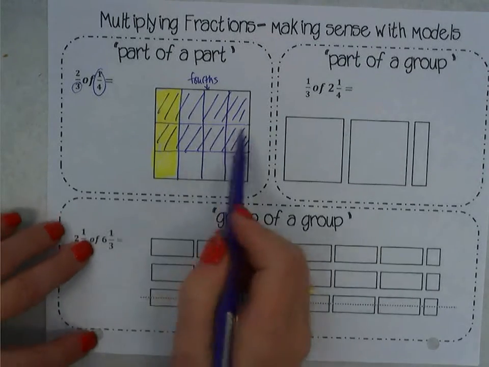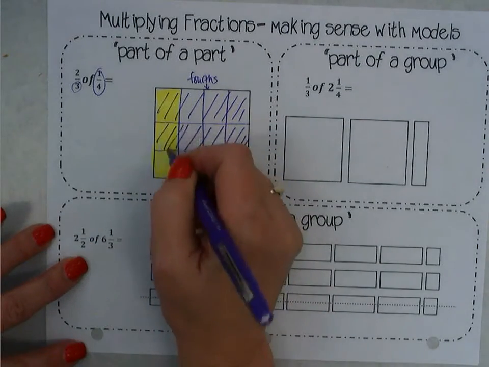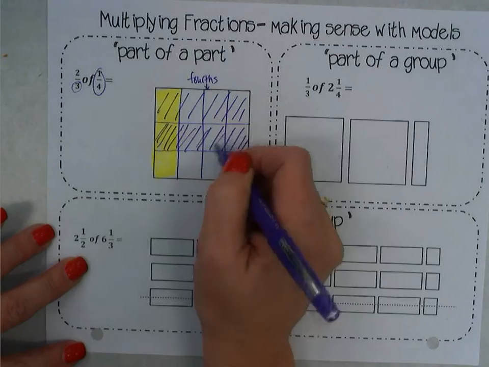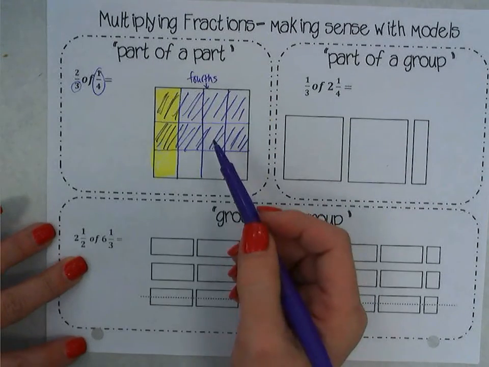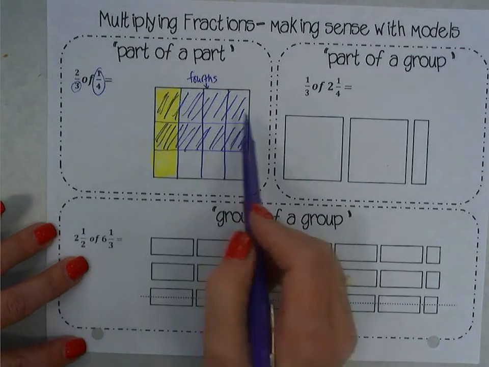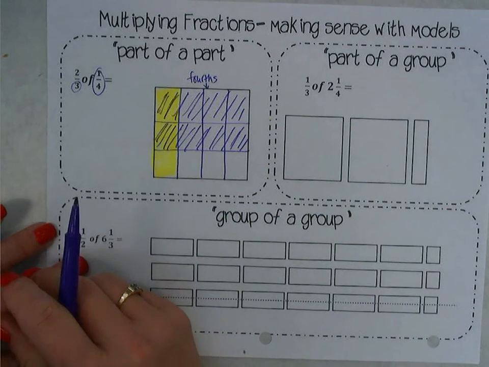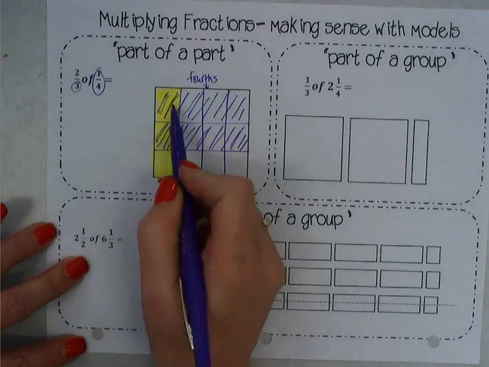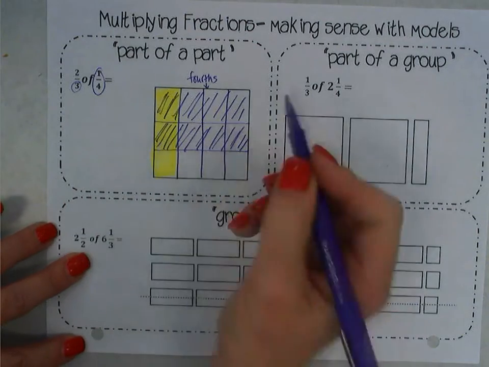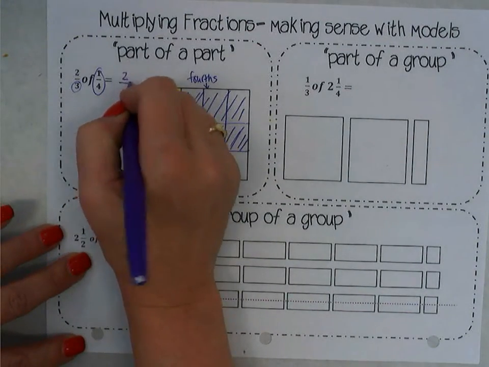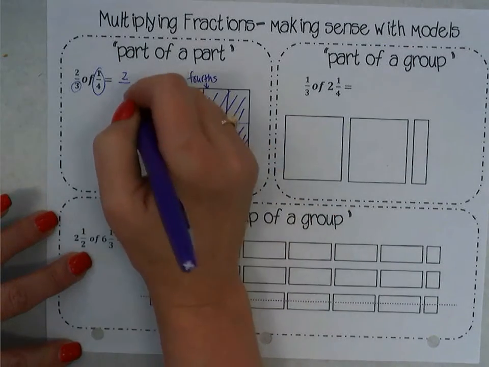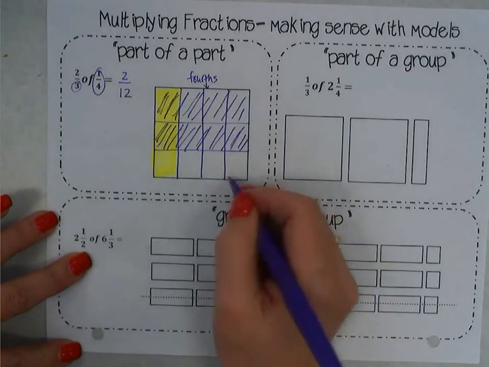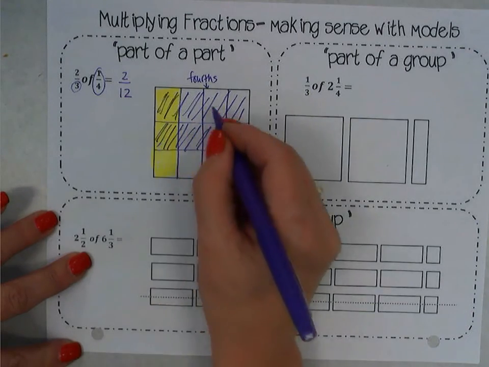Now I shaded some of the pan that doesn't have brownies. That's okay. I can shade the entire pan. And now for my answer, I'm only going to be looking at the same size pieces here that have double shading. That represents 2/3 of 1/4. So you'll see here I have 2 parts that represent the double shading out of a total of 12 equal parts in the whole brownie pan.